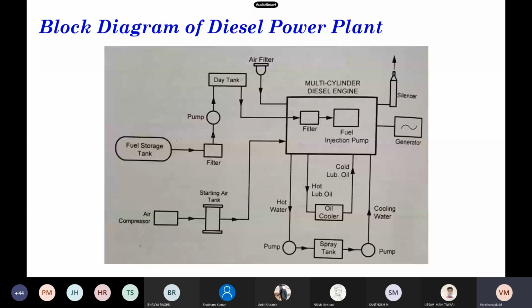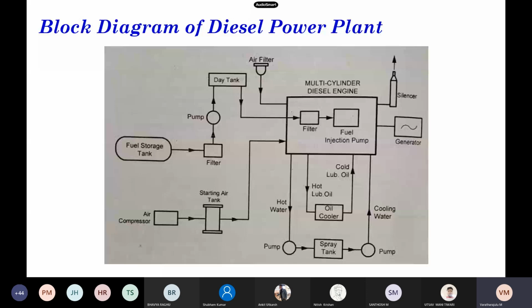We have the engine lubricating system too, and lubrication is essential to reduce the friction and wear of engine parts such as cylinders, valves, and pistons. In the engine lubricating system, we have a lubricating oil cooler and an oil pump. The lubricating oil gets heated due to the friction of the moving parts and gets cooled by using this engine lubricating system.